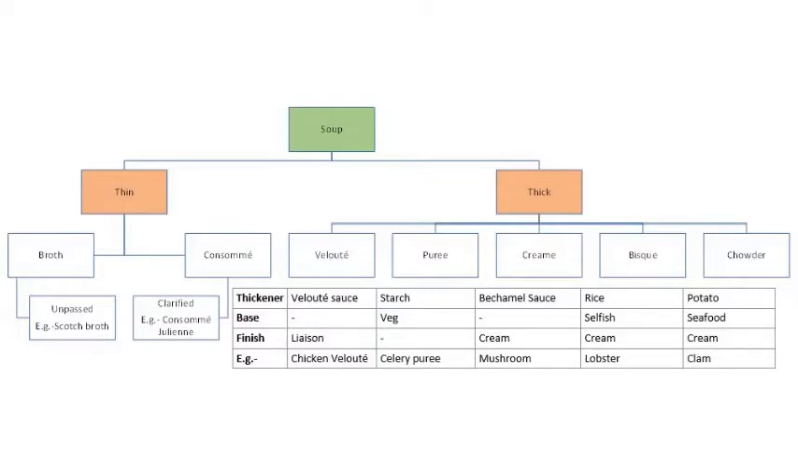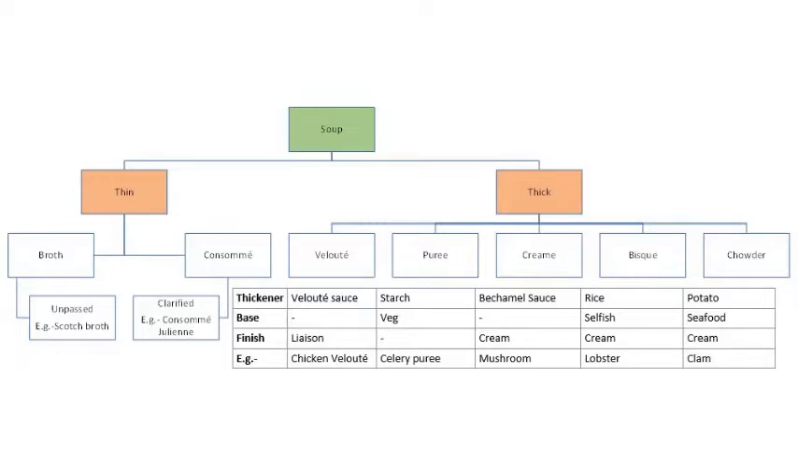Now let's talk about puree. So puree is a soup which is made by pureeing the ingredient and hence the starch of the ingredient acts as a thickener. Example of puree is tomato puree or celery puree. Now let's talk about the third type of thick soup, which is cream. Cream soups are thickened with bechamel sauce and are finished with cream. An example is cream of tomato or cream of mushroom.